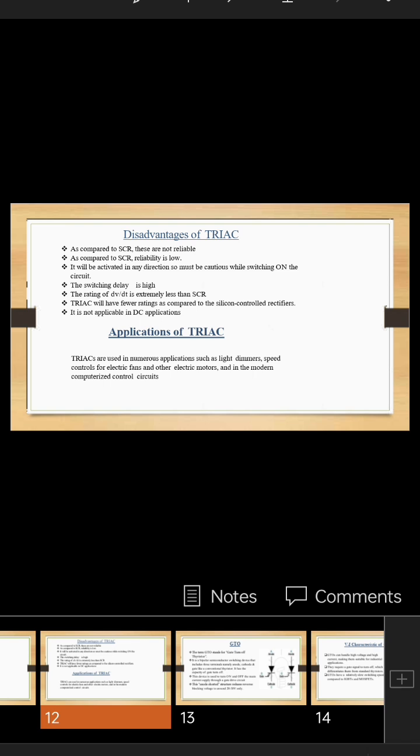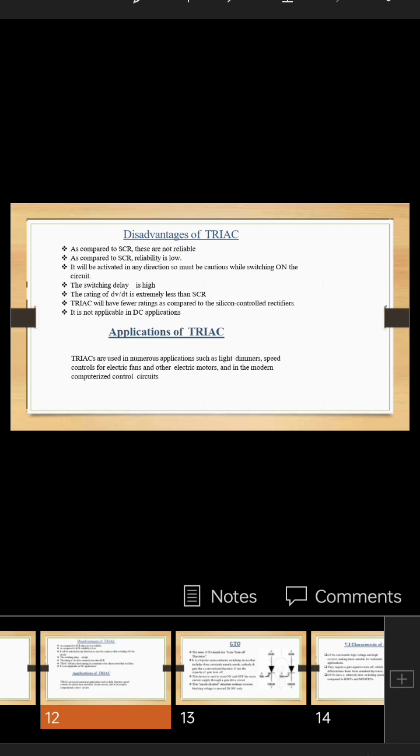Disadvantages of triac: as compared to SCR, reliability is low. It will be activated in any direction, so one must be cautious while switching on the circuit. The switching delay is high.